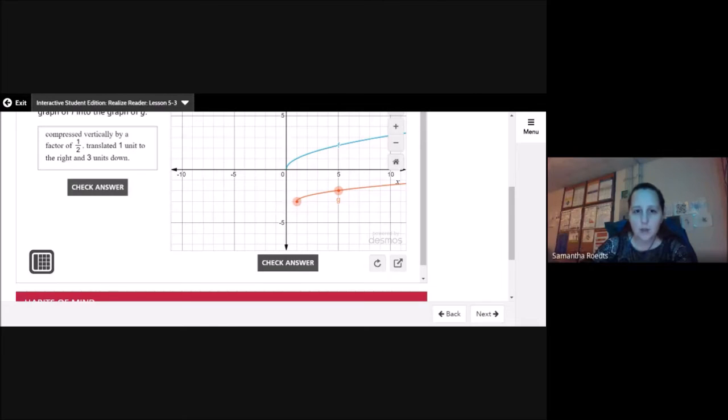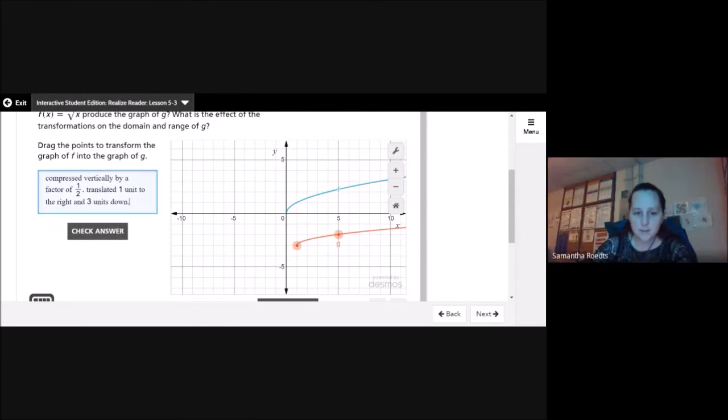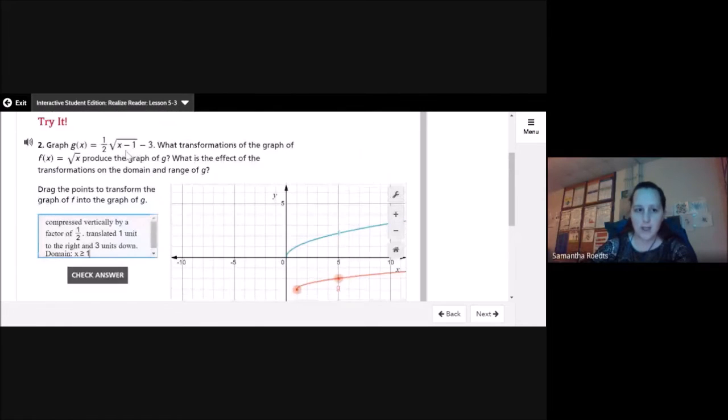Okay. So looking at this, my domain is x greater than or equal to 1. So again, if I set x minus 1 equal to 0, that's x equals 1. So x greater than or equal to 1. My range has gone down, so y is greater than or equal to -3.